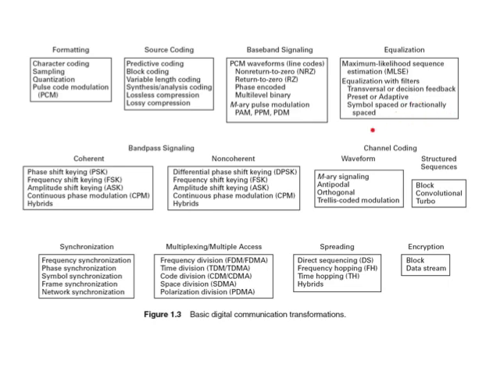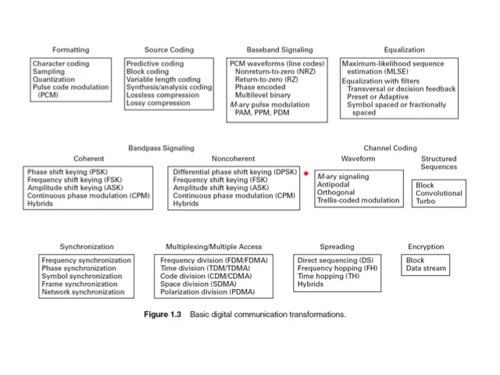transversal or decision feedback, preset or adaptive, symbol spaced or fractionally spaced. Next, coming to bandpass signaling, we have either coherent or non-coherent. In coherent, we have phase shift keying, frequency shift keying, amplitude shift keying, continuous phase modulation, CPM, and their hybrids.